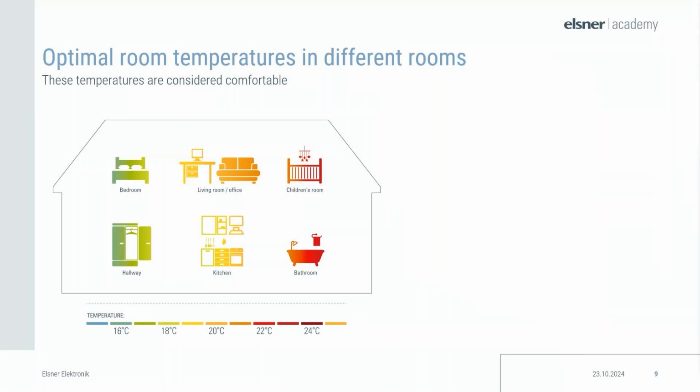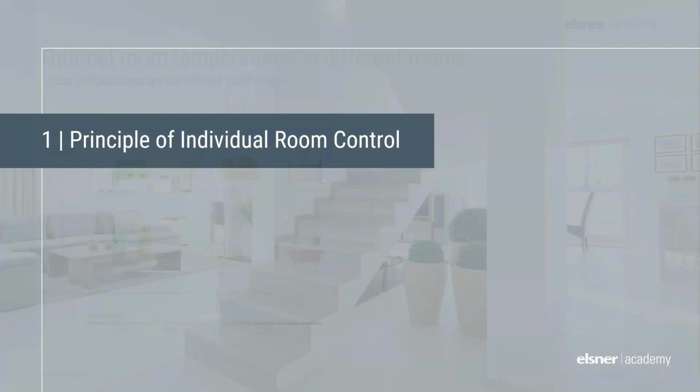For example, in the living room study, the temperature is usually in a range between 20 to 22. In other areas, for example, the hallway or even the bedroom, slightly cooler temperatures are recommended. So you see, there's already a problem. We have different rooms where we want different temperatures. So one overall system is not enough. We need to consider individual room control. Let's go over the principles of this.